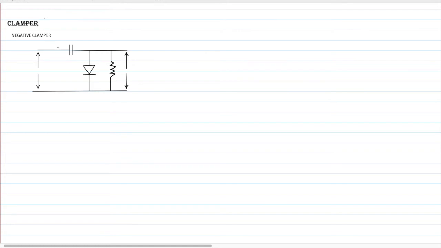In last class I've explained the application of diode, that is wave shaping circuits. So one such wave shaping circuit is clipper that I have explained in previous class, and in today's class I'll be explaining about clamper. So clamper shifts the given input signal to the voltage required.